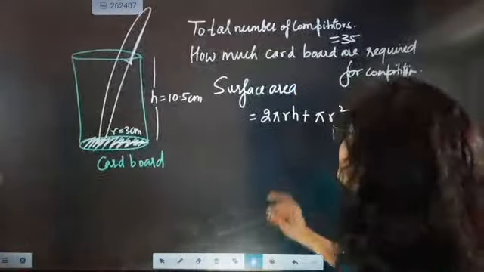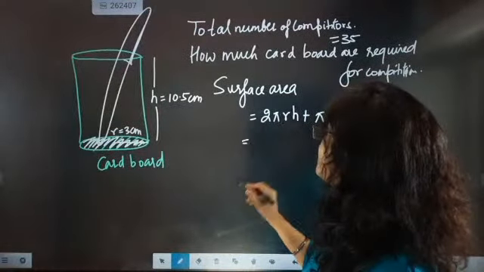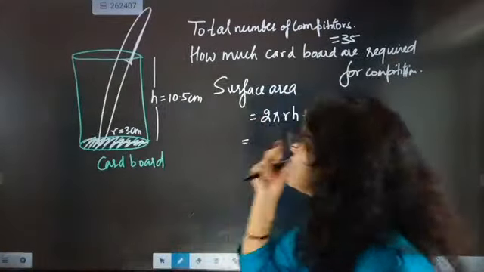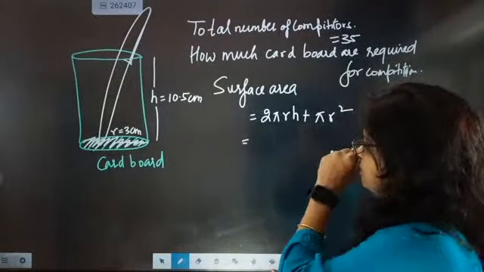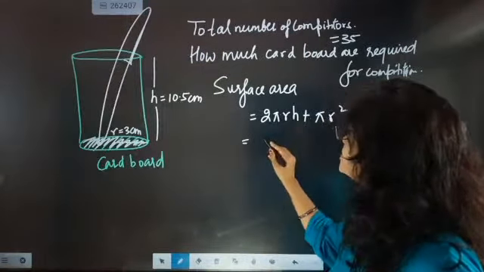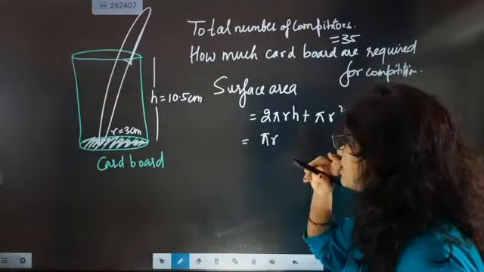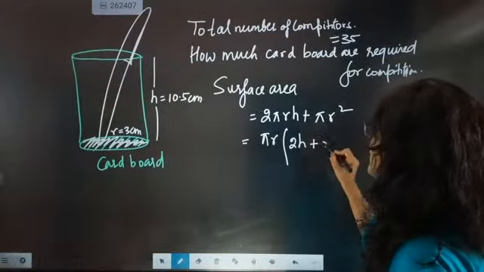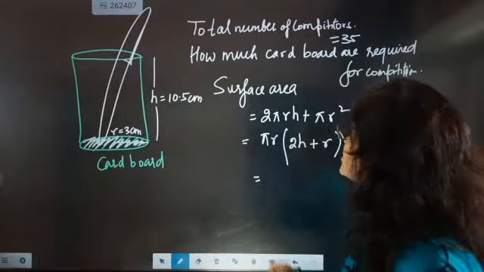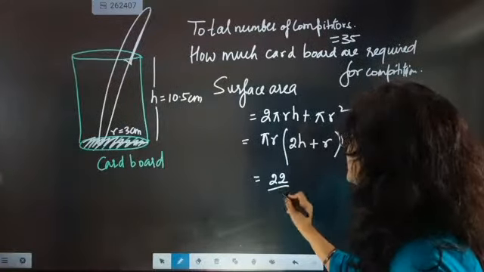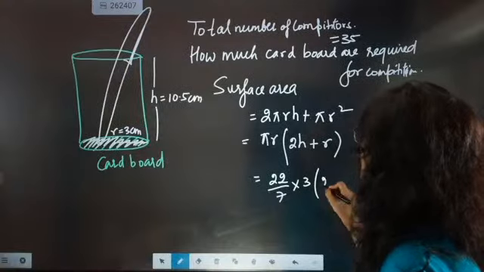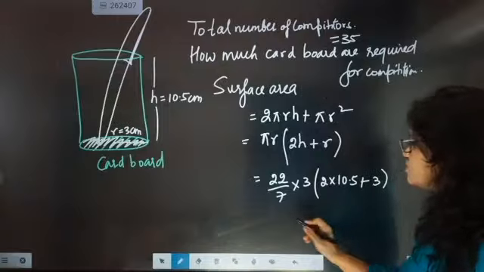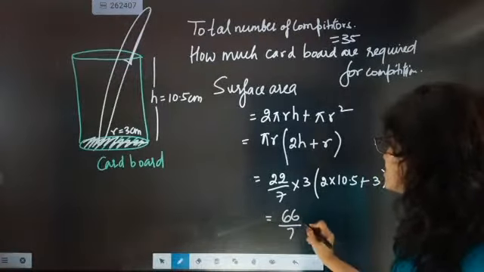Then what are we going to do? Shall we do some shortcut method? Shall we take out pi, because radius is given as 3 centimeter, height is given as 10.5 centimeter. So I am going to take out pi and r, so 2h is left here, and r comes here. So now it is going to come as 22 by 7 into 3, and there 2 into 10.5 plus 3.